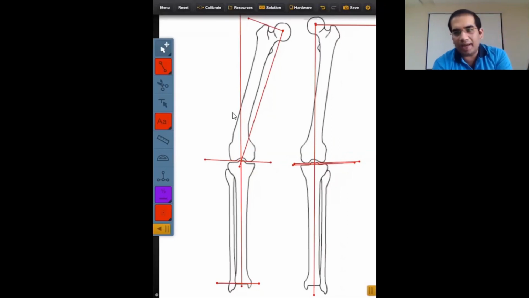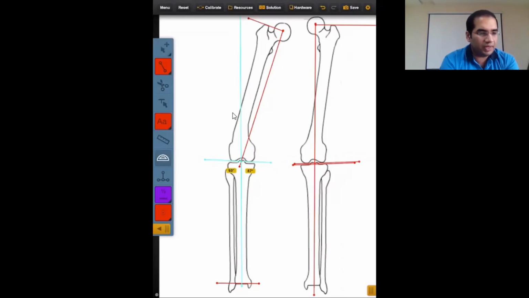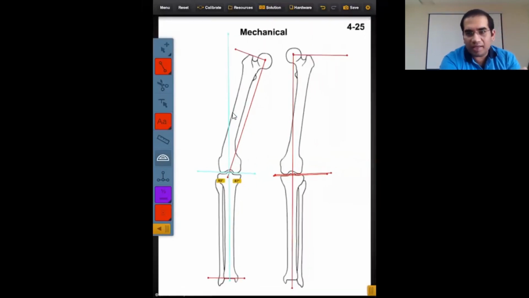Since the mechanical axis of the tibia is normal, this angle would also be normal. It's 87 or 88 degrees. It's in the normal range. The other way is, you can simply draw a reference line. You don't need to extend the line.